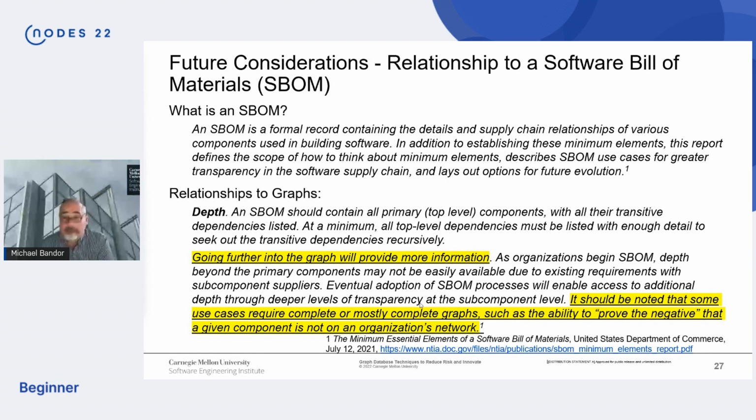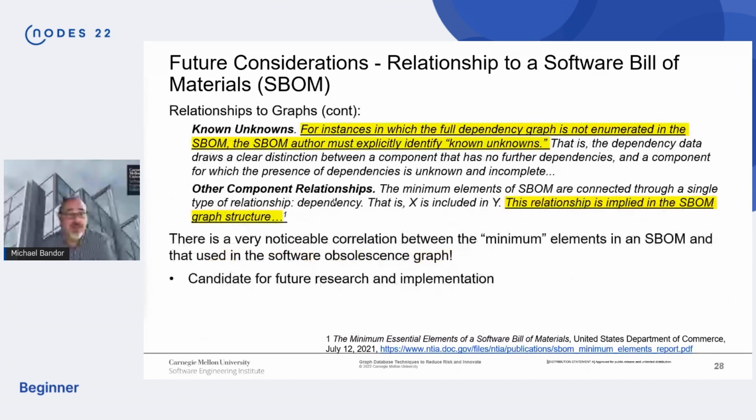Somebody's thinking ahead. Again, further in the information, known unknowns: the full dependency graph is not enumerated, so you must identify the known unknowns and other component relations. This relationship is implied in the SBOM graph structure. So they use the term graph multiple times.